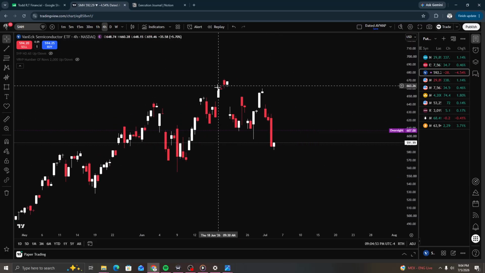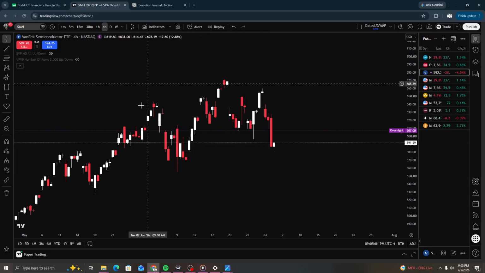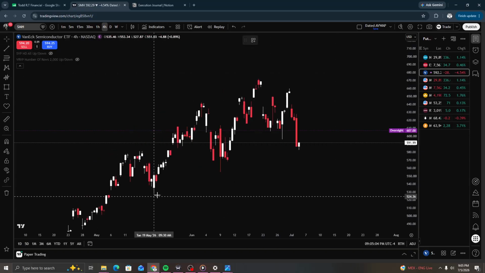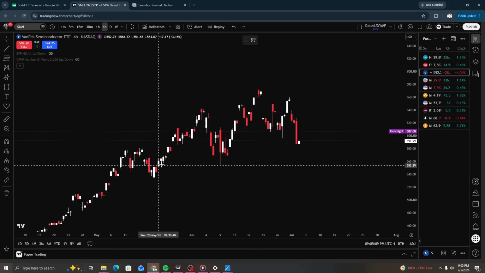Okay. So the first thing that we're going to do when we're looking for inefficiencies in the market, which is not a fair value gap, we're going to talk about how to find inefficiencies. First thing we're going to do, we can see that this is a range, okay? And the range pretty much ended right here.